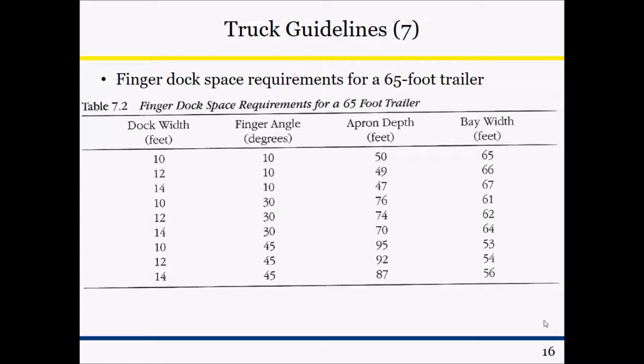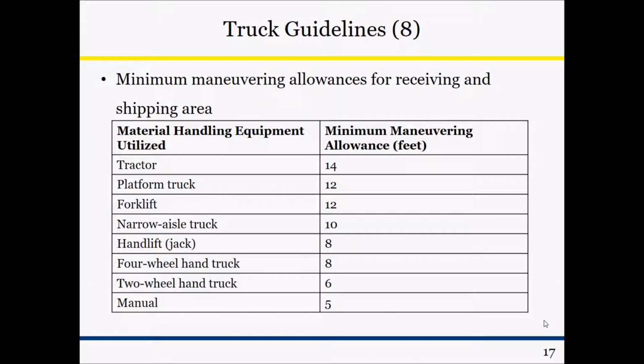And the finger dock space requirement for a 65 foot trailer is a little bit different. So once again, similar to the previous table, if you have the information about the dock width and the length of the trailer, then you can consider this information: finger angle, apron depth, and bay width. And here are the minimum maneuvering allowances for receiving and shipping areas. In the example, we are using forklifts, so we have to have at least a 12 feet maneuvering area.